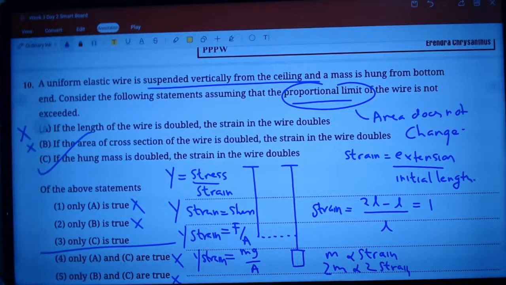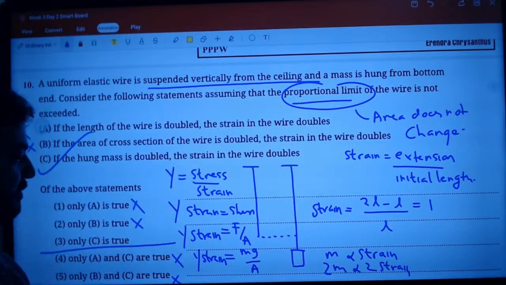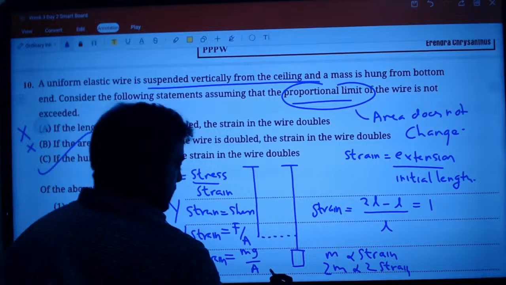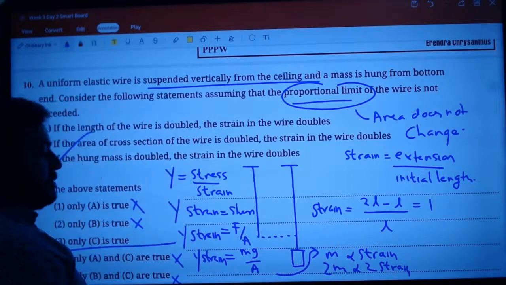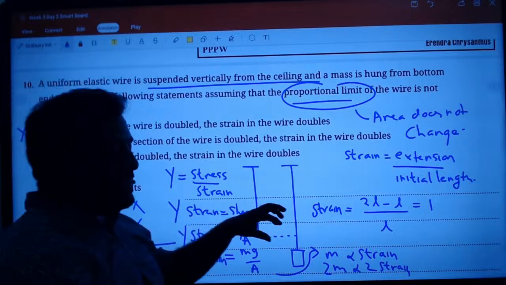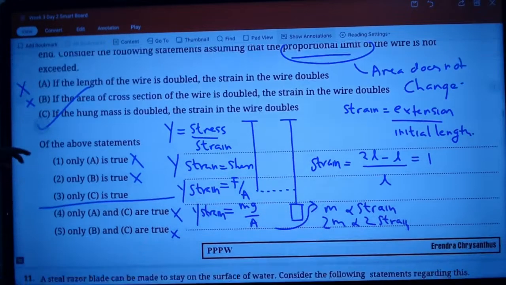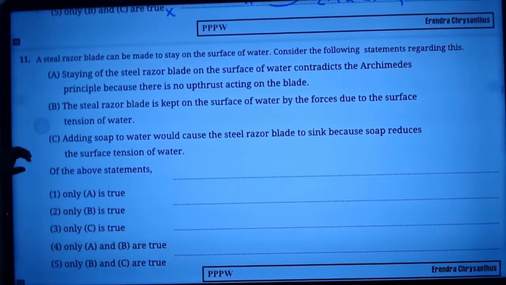What's the next one? If the mass is doubled, the strain will double. I have shown here, mass is proportional to strain. So when the mass doubles, the strain will also double. Okay? Right.